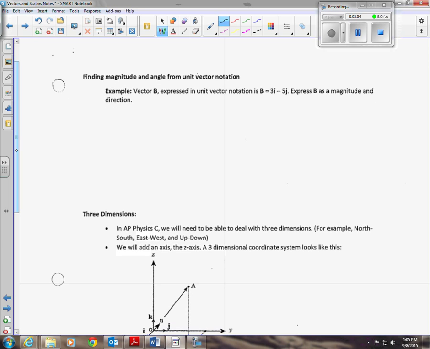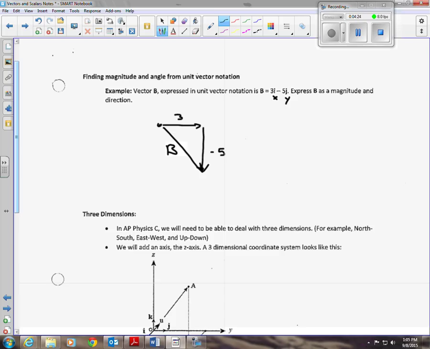All right, so now we're going to go backwards. We're going to be given the unit vector notation, and we want to find out what v is. So it's 3, this is the x direction, and minus 5, j is the y direction. So if I was to redraw that vector, I could start at an origin. Plus 3 in the x direction means go 3 this way. Minus 5 means go this way. And then this is vector v.